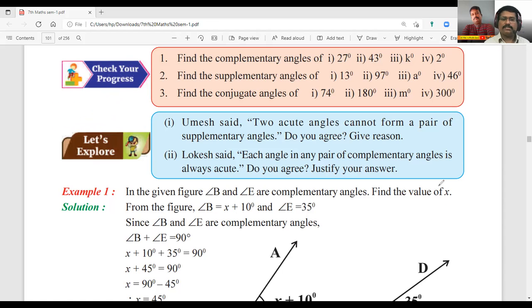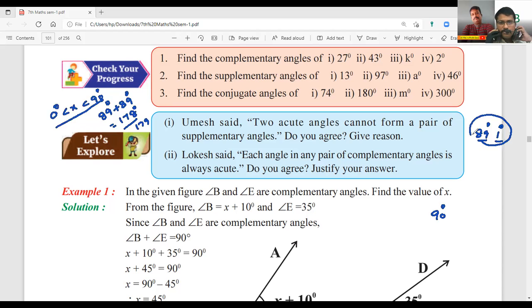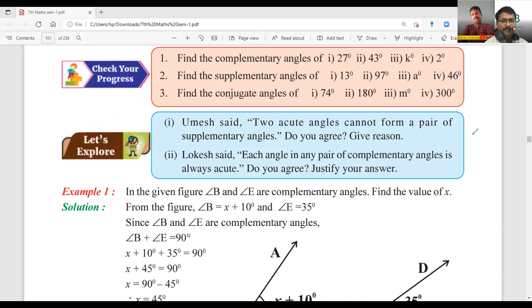I agree with Lokesh because I can take 89 degrees, then its complementary angle is 1 degree. Both are acute. Okay, right? So I'm going to do this also. So both are acute.